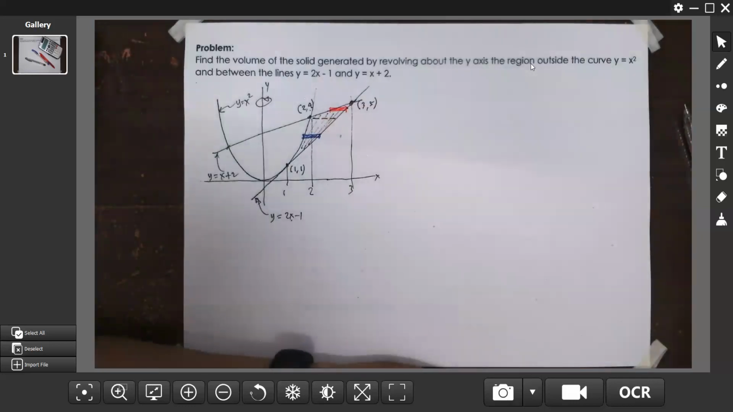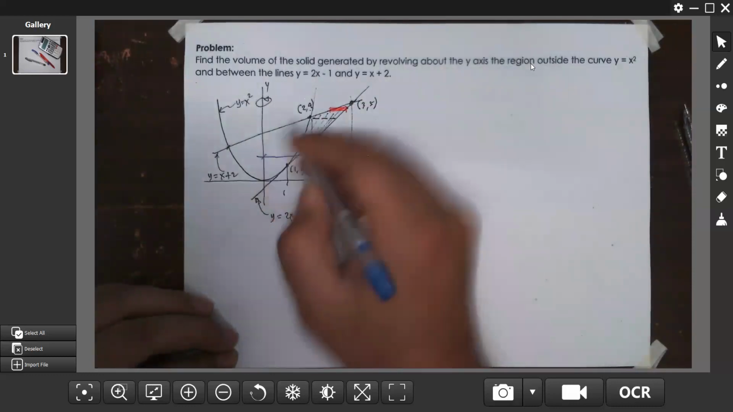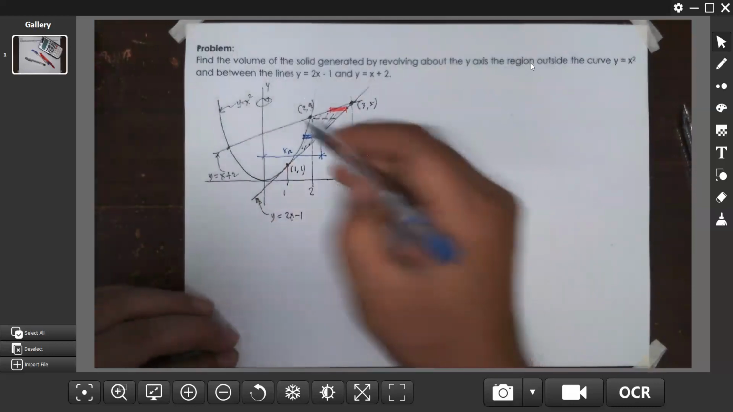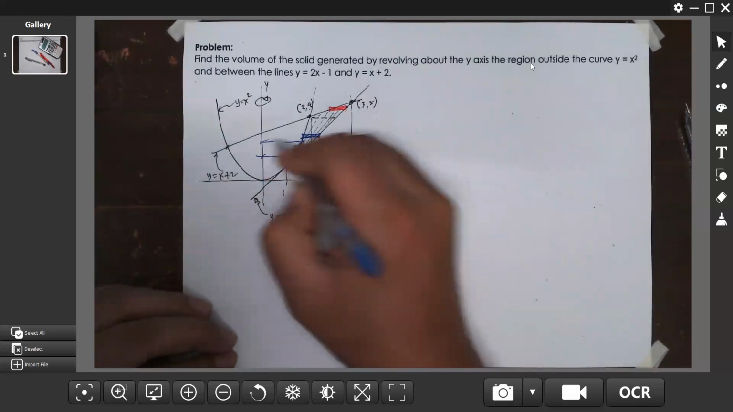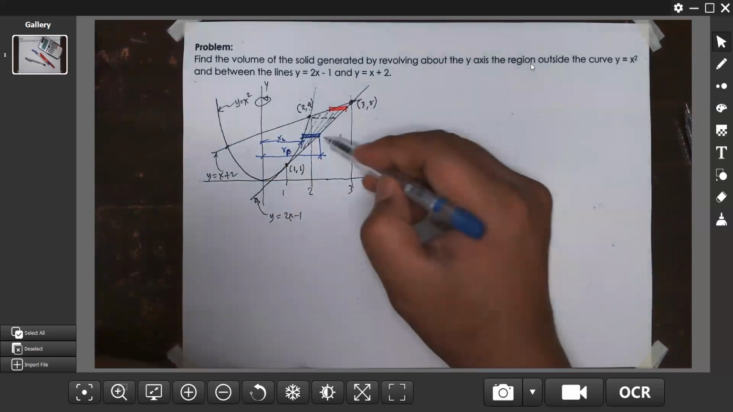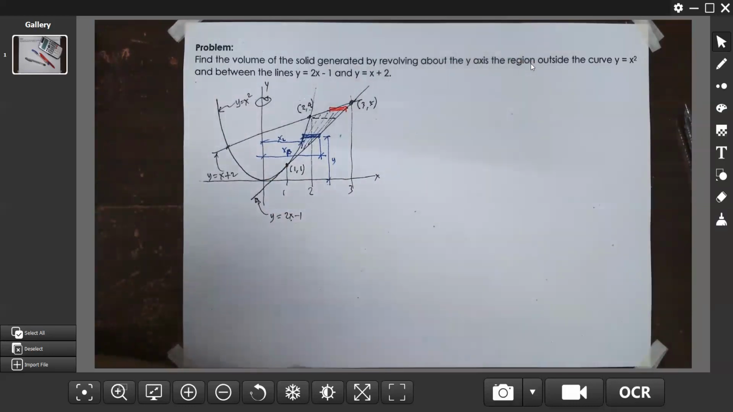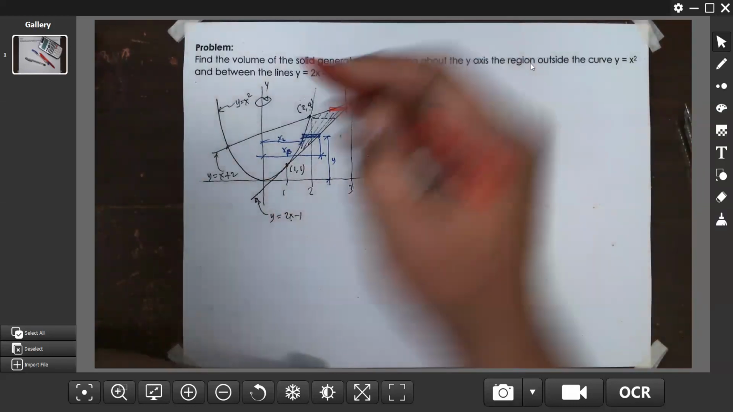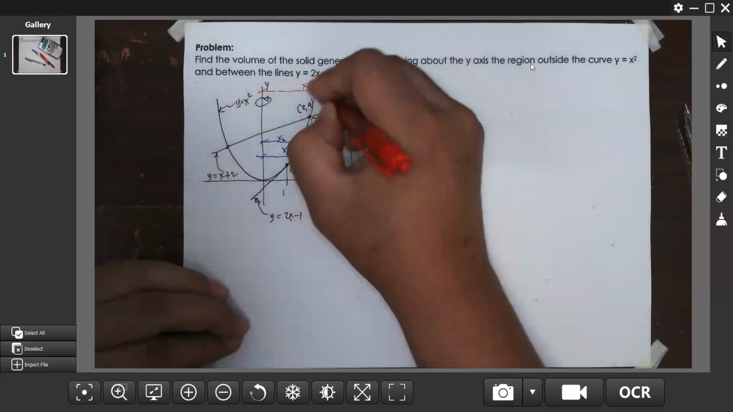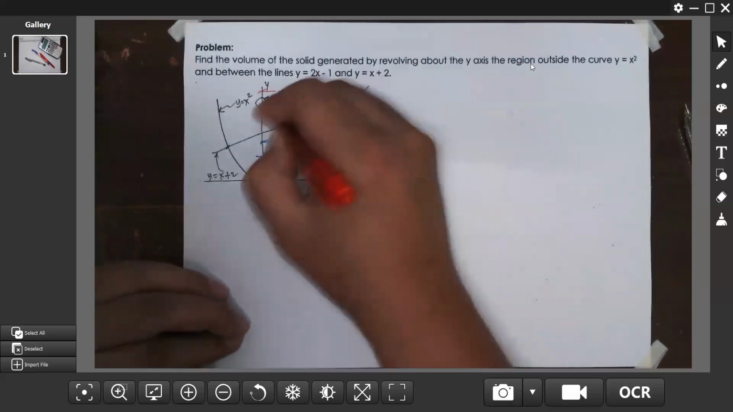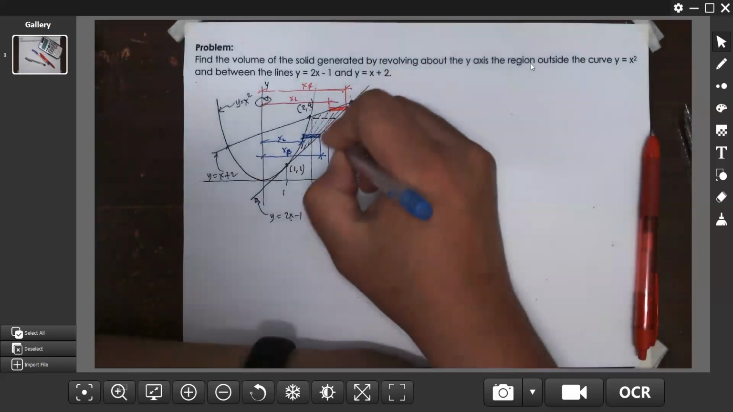Let's label. For the blue one, this is x sub r, x right, and the other one is x sub l. Yun, ang height niya is y, kilang dy. For the red one, x right and x left, x sub right, and x sub left, dy. For the blue one, dy also.